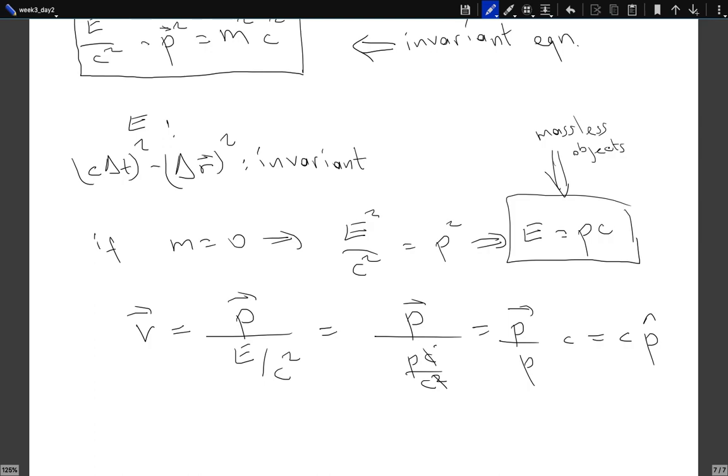Well, the velocity has a direction. Momentum also has a direction. Well, we had already said from the beginning that the momentum of an object, we are defining it to be in the direction of the velocity of the object. So it's just consistent with our previous definitions.